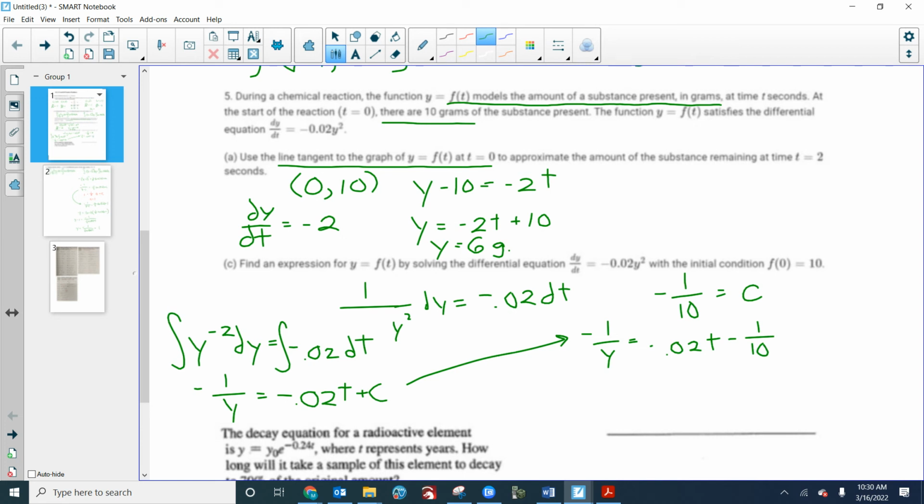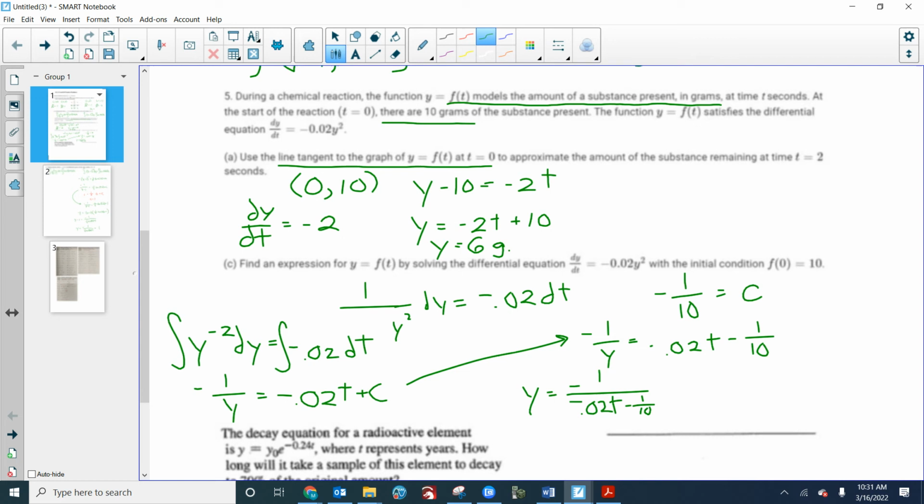Cross multiply, divide. Can I do a couple steps at once? Y equals negative 1 over negative 0.02 t minus a tenth. Multiplied by y, divided by the junk next to it. Some might say the goop next to it.